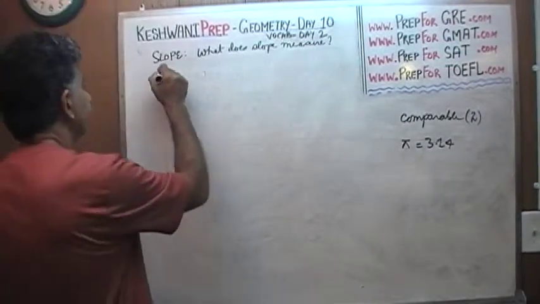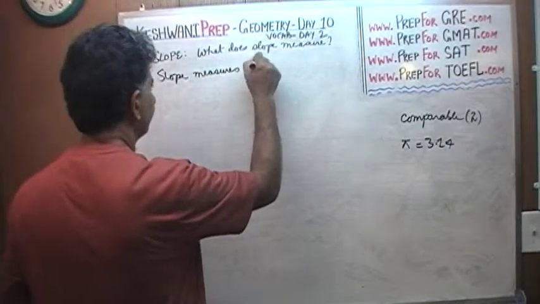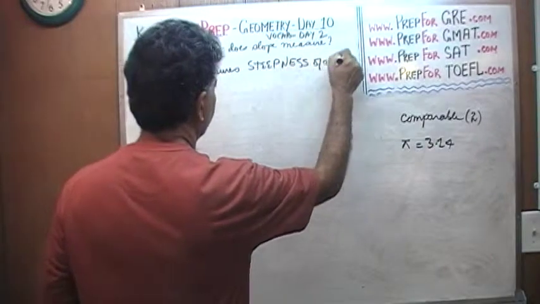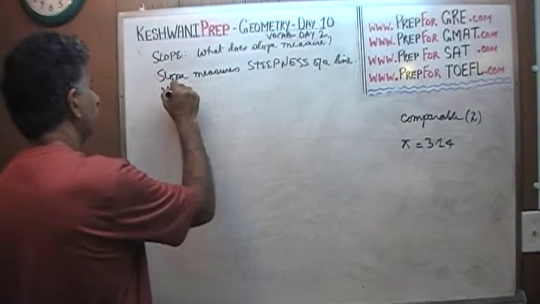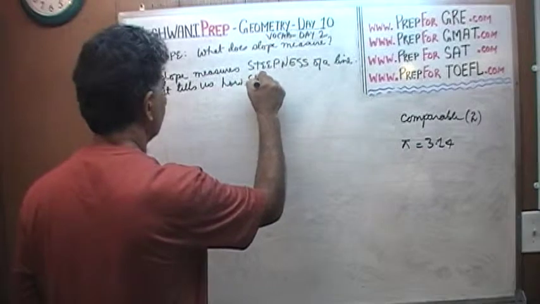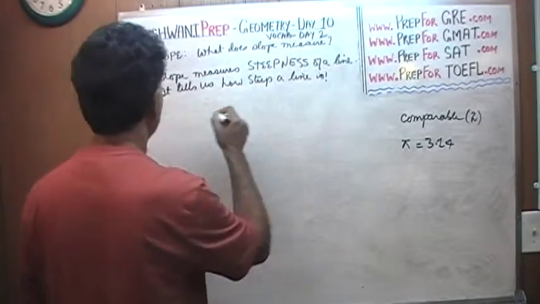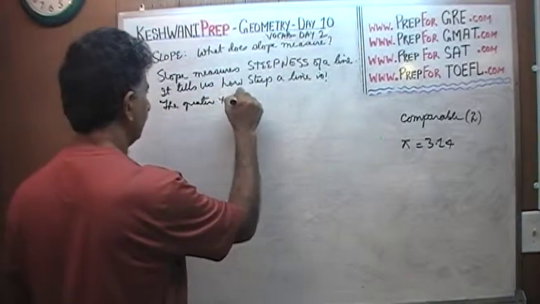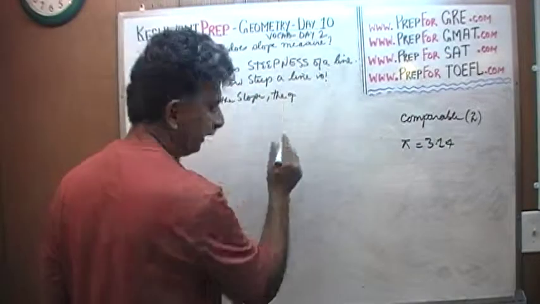Slope measures the steepness of a line. It tells you how steep a line is. That's what it is. The greater the slope, the steeper the line.